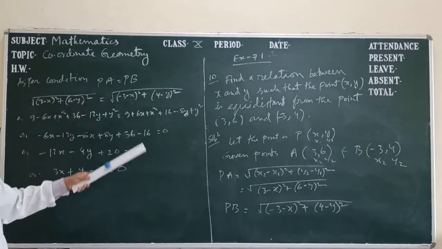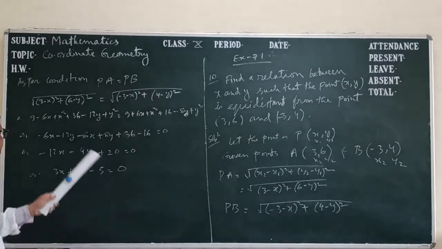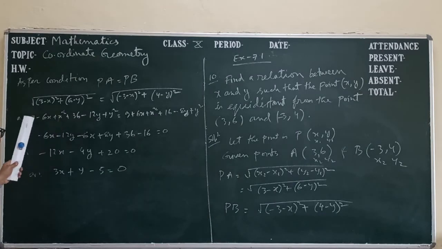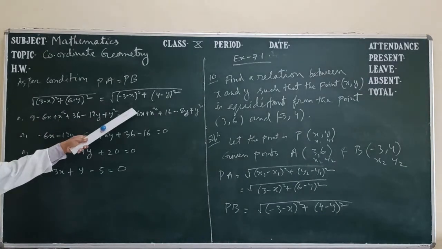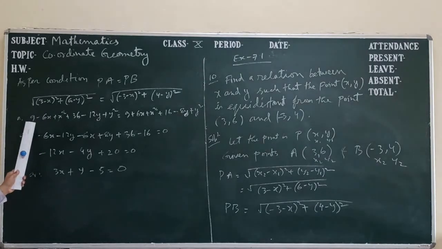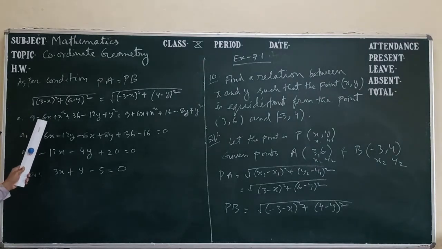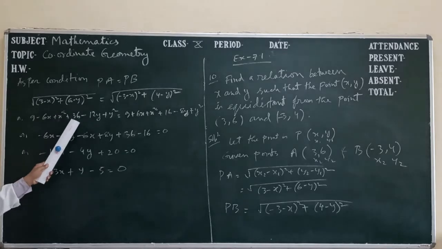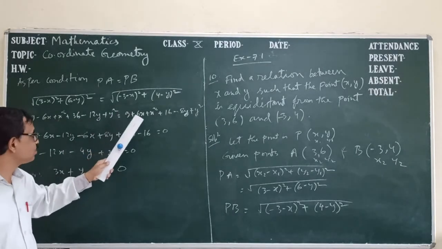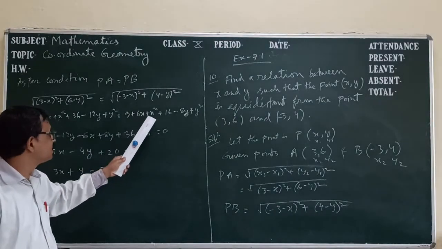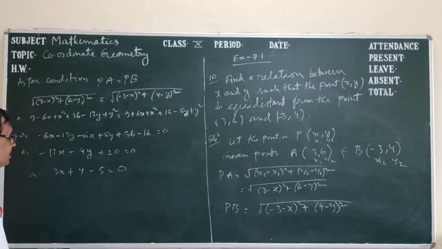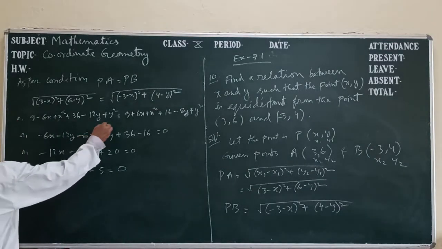Then again, in the same way, squaring both sides, the roots will not be there. After that we expand the terms. (3 minus x) whole square is a square minus 2ab plus b square: 9 minus 6x plus x square. And this is 36 minus 12y plus y square. Both are in plus sign. Then 9 plus 6x plus x square, and this is 4 minus 8y plus y square. So now the x square and y square terms cancel on both sides.